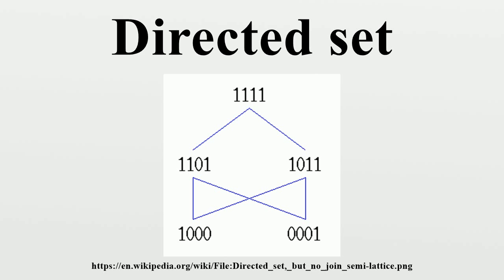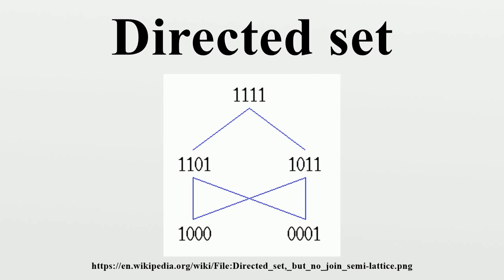Contrast with semilattices. Directed sets are a more general concept than semilattices. Every join semilattice is a directed set, as the join or least upper bound of two elements is the desired c. The converse does not hold, however. Witness the directed set {1000, 0001, 1101, 1011, 1111}, ordered bitwise, where {1000, 0001} has three upper bounds but no least upper bound.